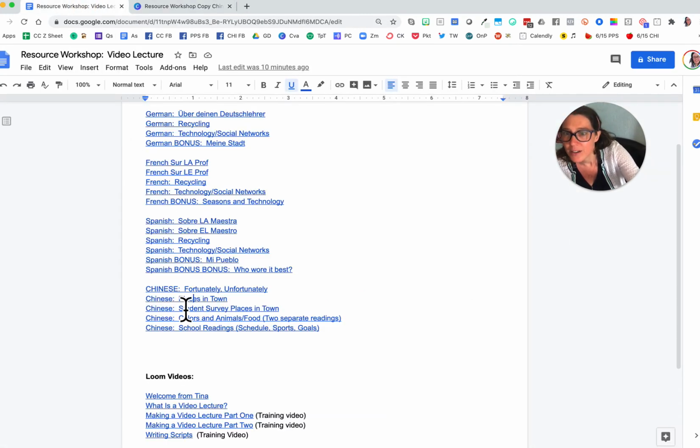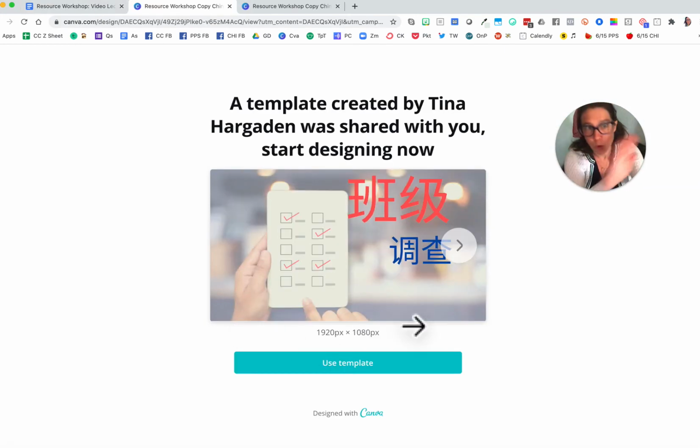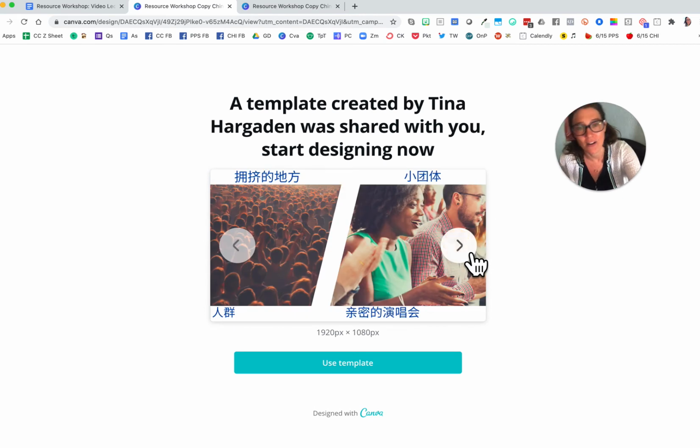So let's see what else is Chinese. So the places in town. Oh, this is a student survey. Now this one I noticed is really high, it's got a lot of words. This would be for very advanced Chinese kids, because these are probably some really advanced terms in Chinese, because I wrote them for French and I tried to put in a bunch of bonus extra vocab and stuff.